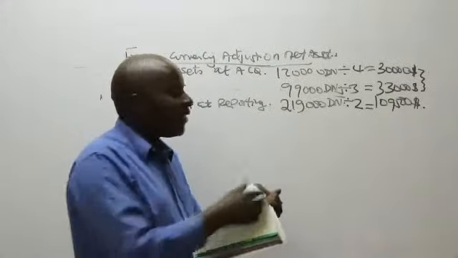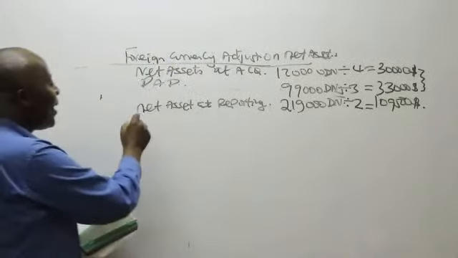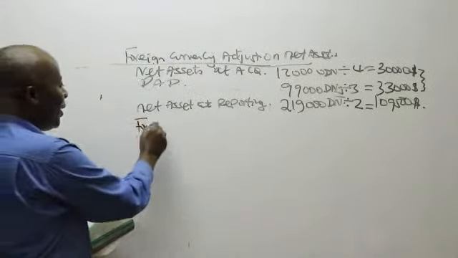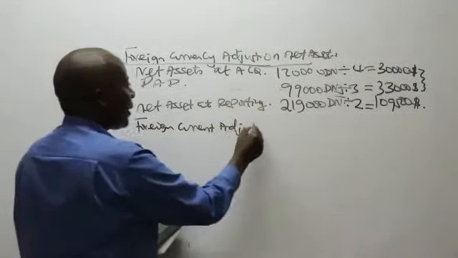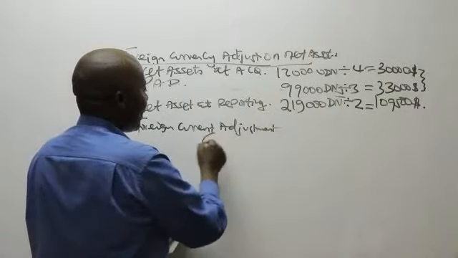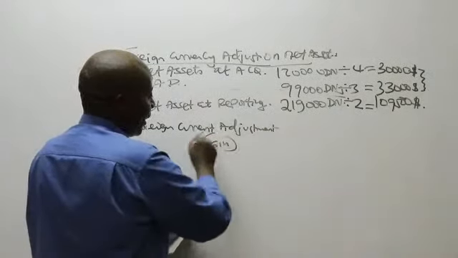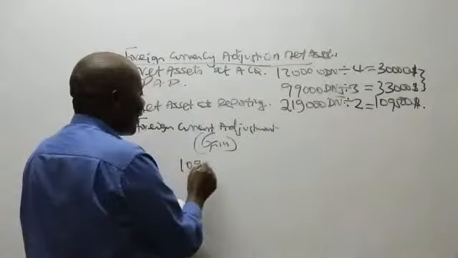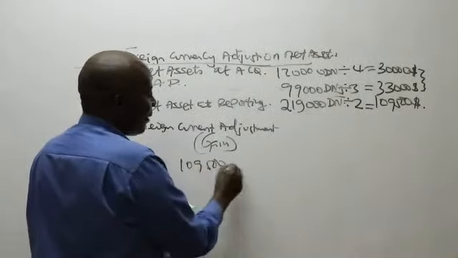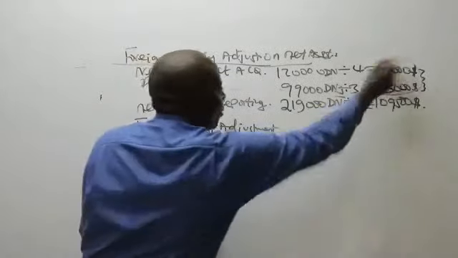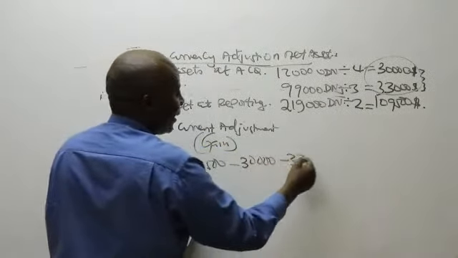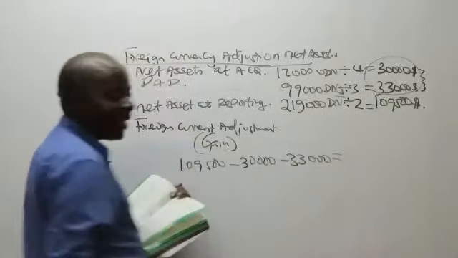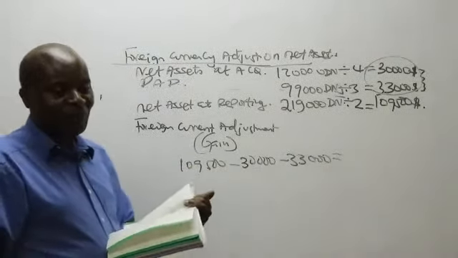So, ladies and gentlemen, for you to be able to get a foreign currency adjustment on net assets, which will be a gain here, I can see it's a gain. What I'll do, I'll take the closing rate 109,500 minus these two combined. I'm going to subtract 30,000 and 33,000. You'll be able to get your gain on net assets.